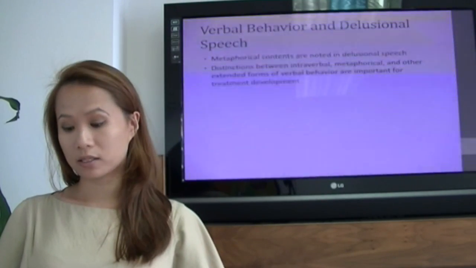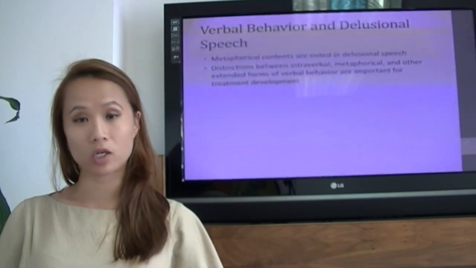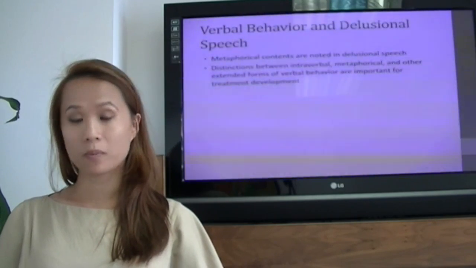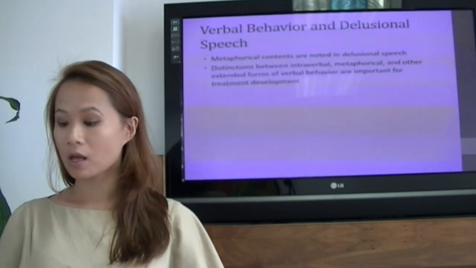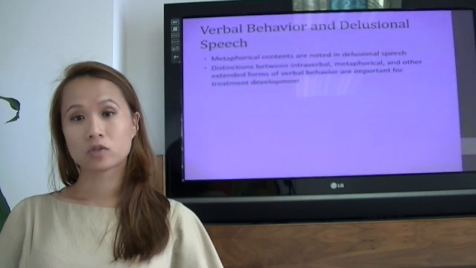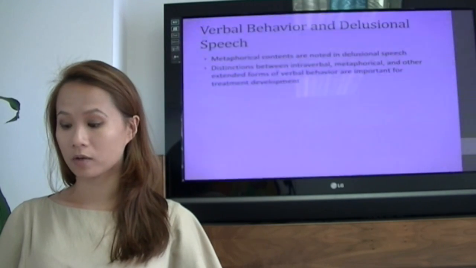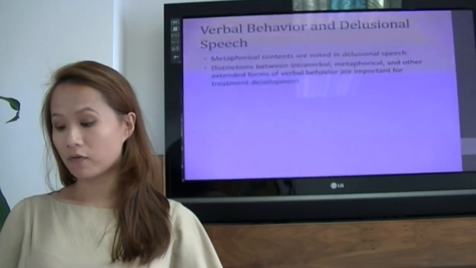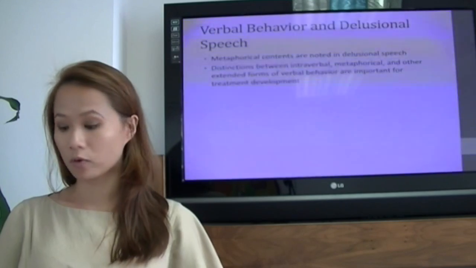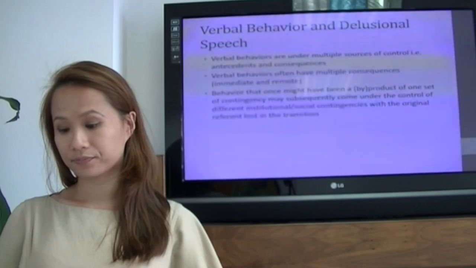Moreover, metaphorical content is often noted in delusional speech. So the distinction between intraverbal, metaphorical, and other extended forms of verbal behavior is very important for a successful treatment plan. For example, if metaphor is involved in delusional speech, searching for the reference is very important for a successful treatment program. However, if the verbal behavior is not a tact of a contingency, such as an intraverbal, then the search for the missing reference will be a waste of time and effort.